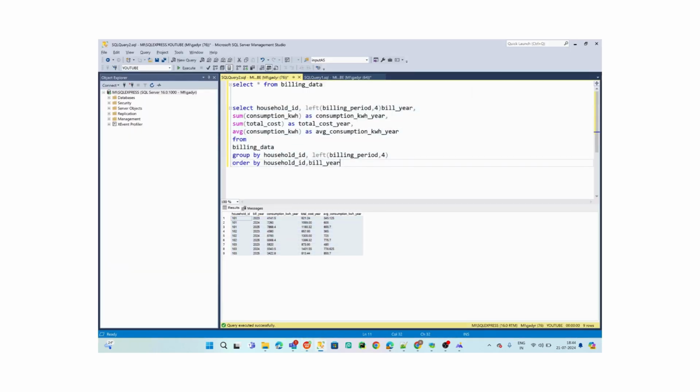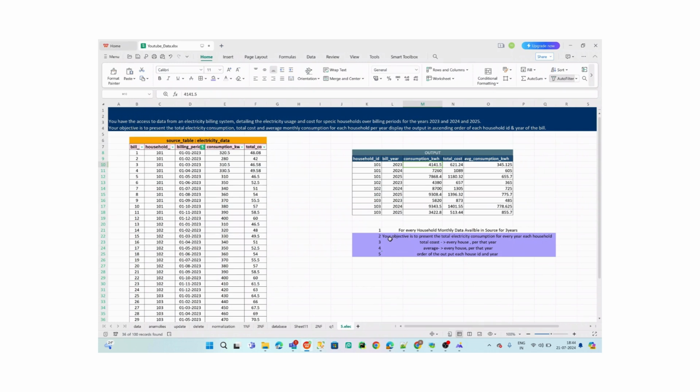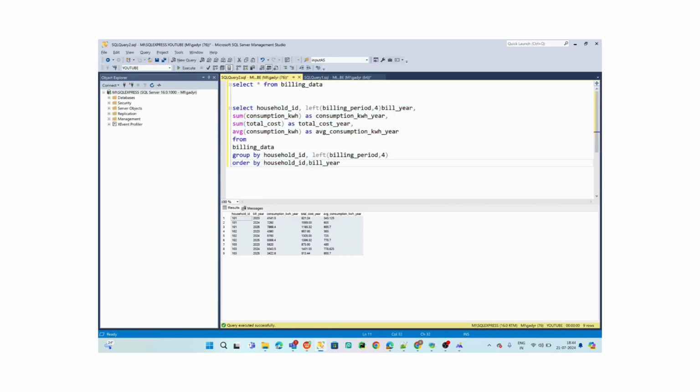So this is very straightforward, but we need to answer very carefully because they are asking to find the aggregated data. Aggregated data means consumption for that year, the total cost for that year, and average consumption for that year. So we need to aggregate the data year by year. That is key point number one. And also, they want to see the data ordered by household and year in ascending order. So observe these 2 points here.